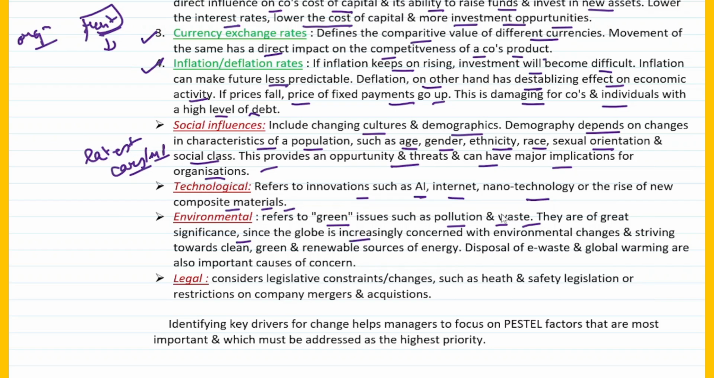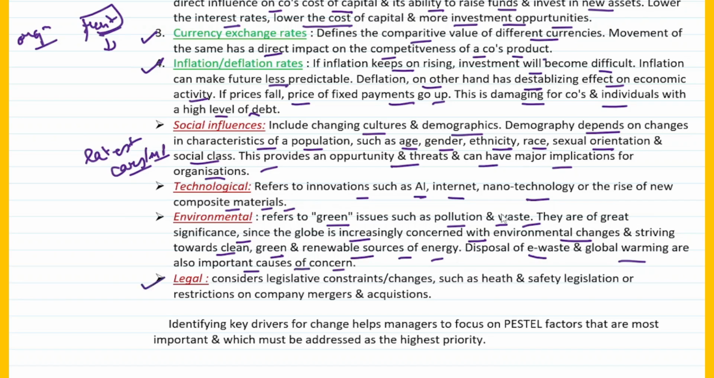Why? Because the globe is increasingly concerned with environmental changes and striving towards clean, green, and renewable sources of energy. So this can be an opportunity because that can reduce the pollution from the macroeconomic perspective. But if you look at it from a company's perspective, that can be a pretty costly affair. So that can again be detrimental for the growth of a company. So it's basically how you look at it. Then disposal of e-waste and global warming are also important causes of concern. So when we talk about environmental factors, e-waste and global warming should also be taken into consideration.